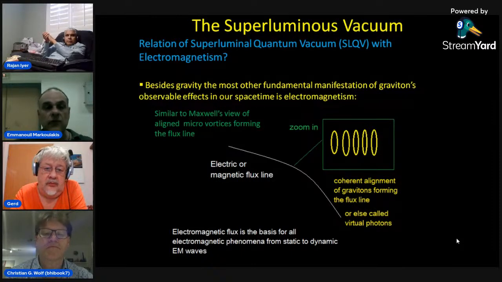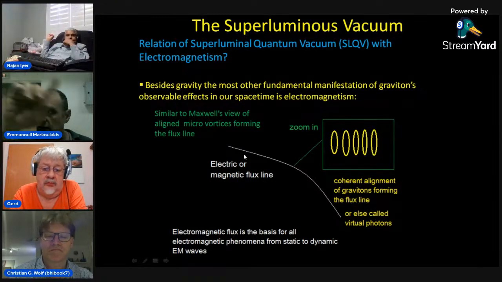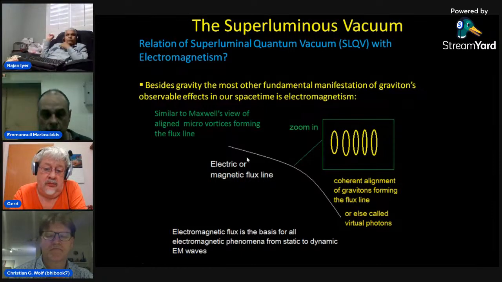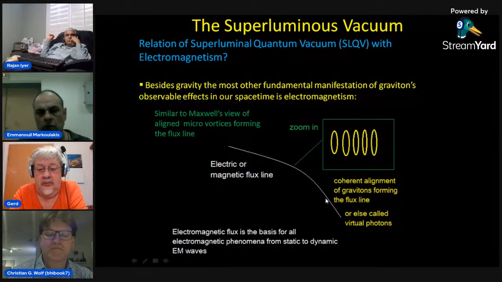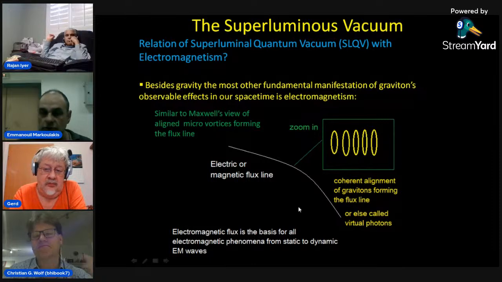And besides gravity, another very well-known manifestation of gravitons and the superluminal quantum energy is electromagnetism. You remember the first two slides of the magnetic and electric flux. This here represents a flux line. It could be electric or magnetic, it doesn't matter. Actually, the flux line is made of the same stuff. It's made out of gravitons.